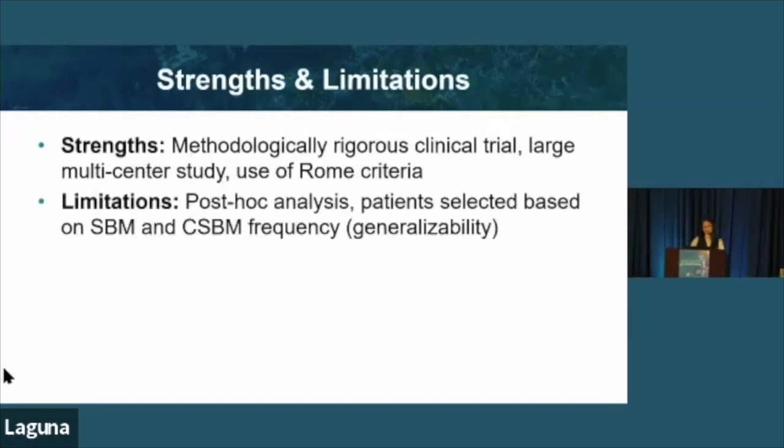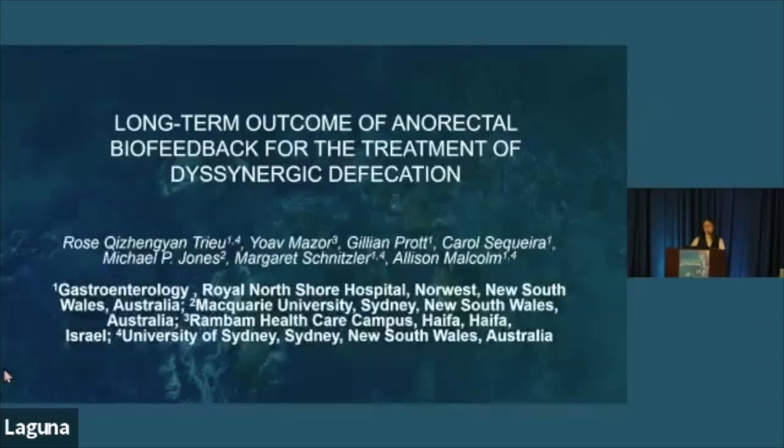Major study strengths, again, very large trial, methodologically rigorous, was multi-center and did use, again, validated Rome criteria to try to capture the study population. This was a post-hoc analysis, and it is also mentioned when you review the original clinical trial that patients were selected based on their spontaneous bowel movement and complete spontaneous bowel movement frequency at baseline. So this may not necessarily be generalizable across all patients with all differing levels of IBS-C severity.